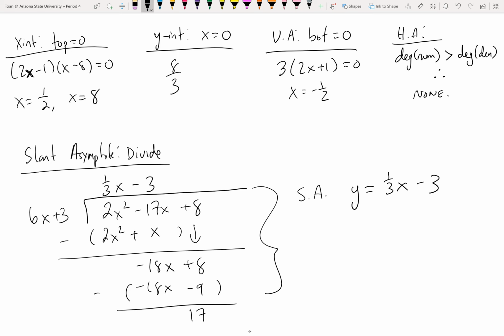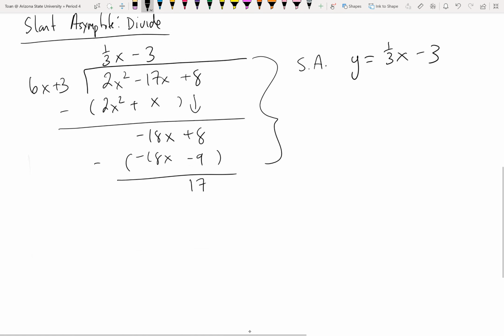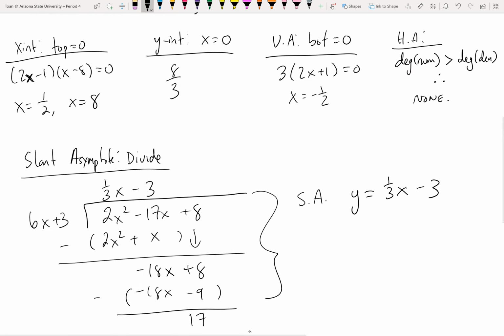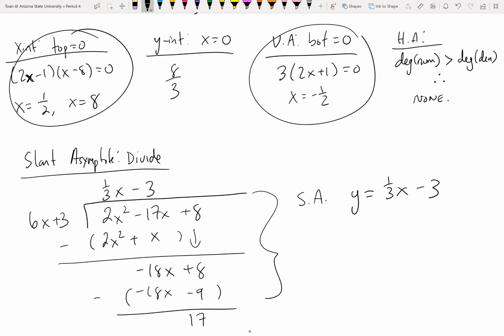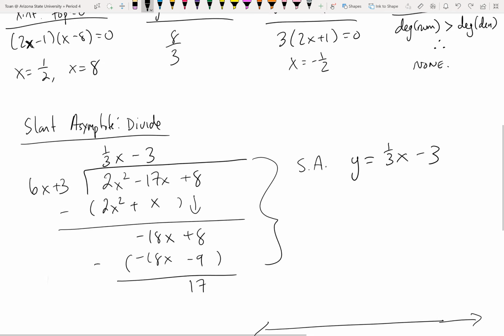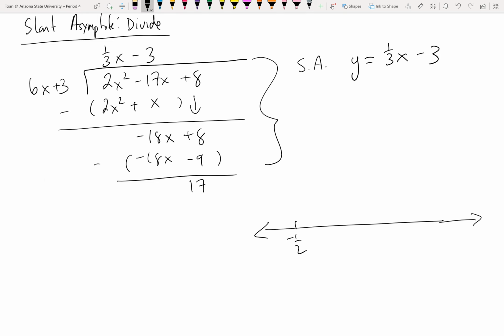And then you just do what we did yesterday. Make a sign diagram, plot all the information, graph, go home, be happy. So let's make a quick sign diagram. Only thing that goes on the sign diagram are your x values. So we have our x-intercepts and our vertical asymptotes that go on it. So negative 1/2, positive 1/2, and an 8. X-intercepts are always closed.